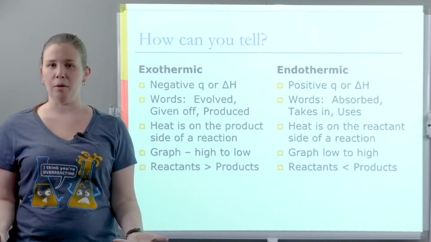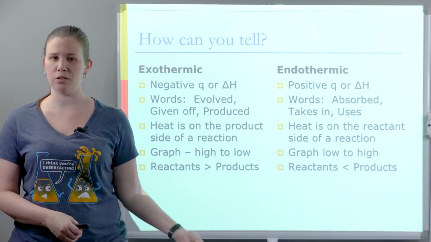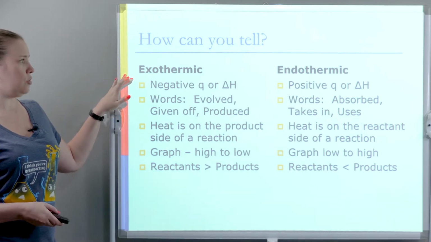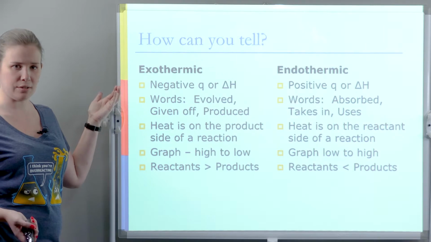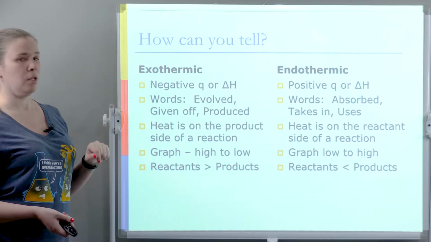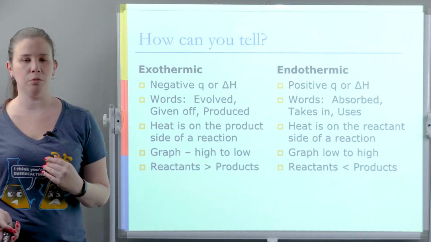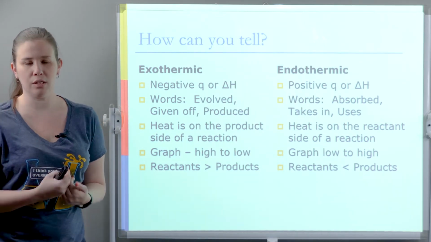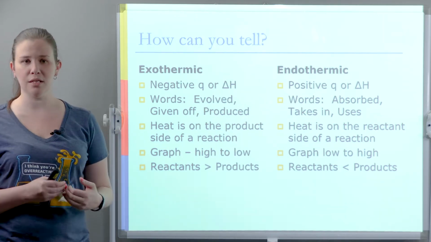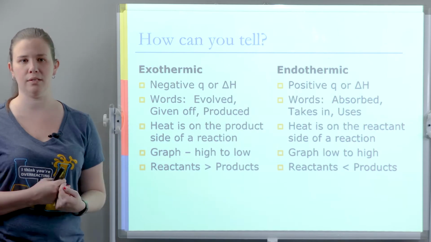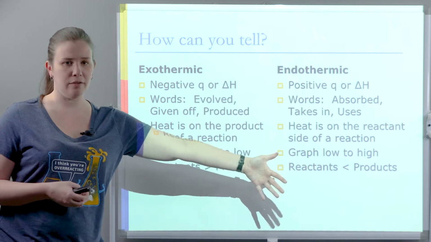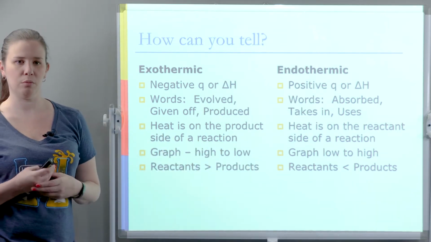So let's just kind of recap how to tell if it's an exothermic or endothermic reaction. The exothermic reactions will have negative Q and delta H's. The enthalpy or the heat will be negative. That goes with endothermic. We're also going to be doing a lot of word problems. So you want to keep an eye out for certain words that would indicate that we're releasing energy. Saying heat is evolved, it is produced, so anything that we're giving off heat, cooling, things like that. Looking at the thermochemical equation, if it's on the product side of the reaction, you can tell that it's an exothermic reaction.